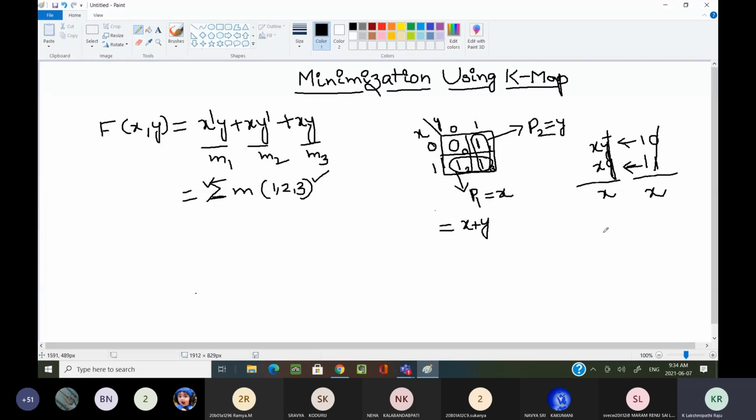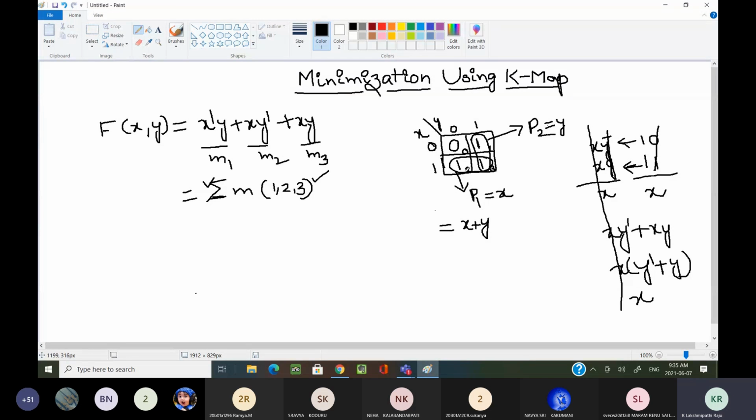Sir, how have you written that? The same, x y dash plus x y. This is what we do in Boolean algebra. You can take x as common: x into (y dash plus y). Now what will this become? x times 1, which is x. We are not writing all these steps here.